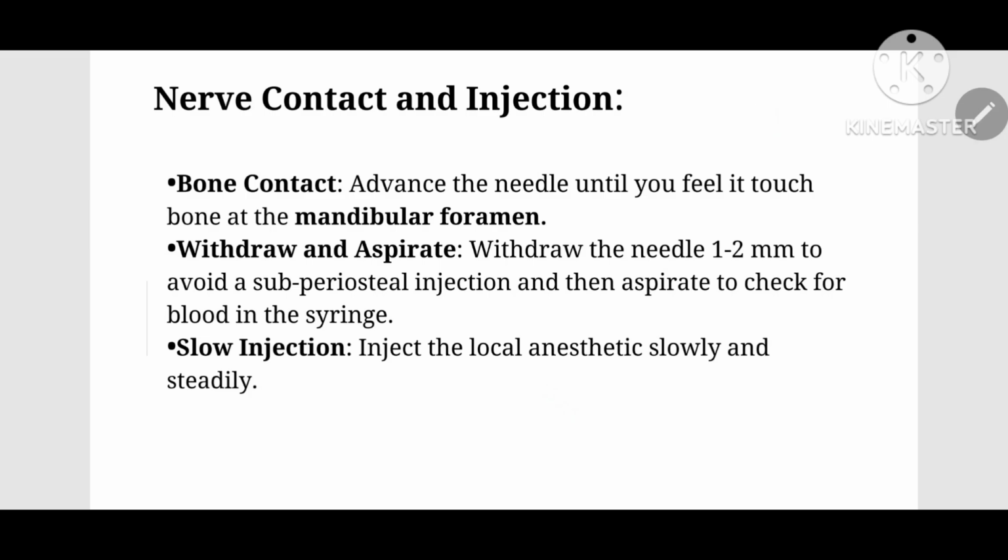Now, as soon as we hit the bone, we withdraw and walk off posteriorly, and after aspiration, we slowly inject the drug, a local anesthetic or whatever we want. If we are doing the procedure for pain purposes, then we can phenolize, or we can inject alcohol, or simply if we want to block, then 2 to 3 ml of local anesthetic solution.